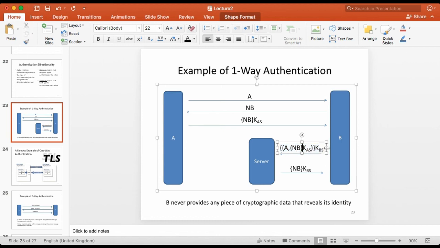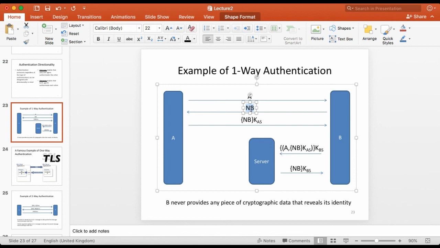Then it will use the key KAS to decrypt the internal nonce and reveal it. And once it's revealed the internal nonce, it will then encrypt it using the key that it shares with Bob and send it back to Bob. So once Bob receives this whole message, it'll use the same key KBS to decrypt it and reveal NB. Okay, so NB in that case should be the same as the NB that it sent to Alice initially.